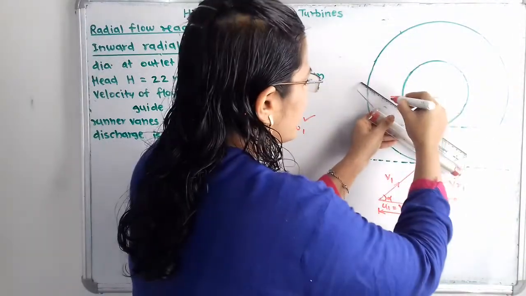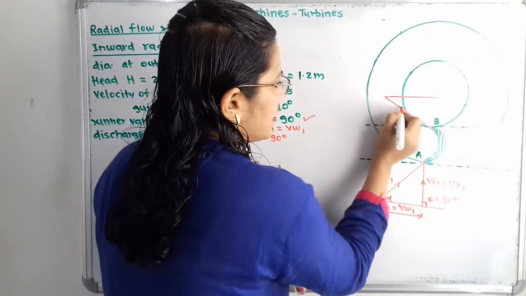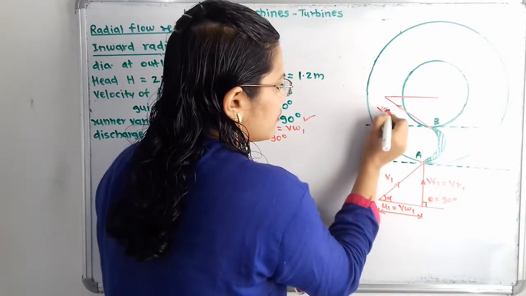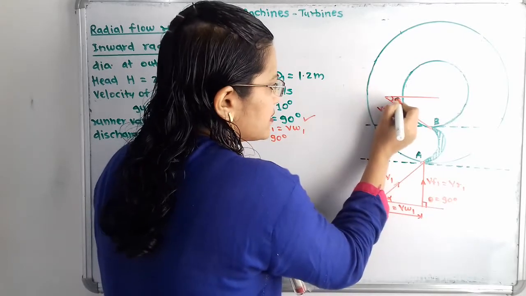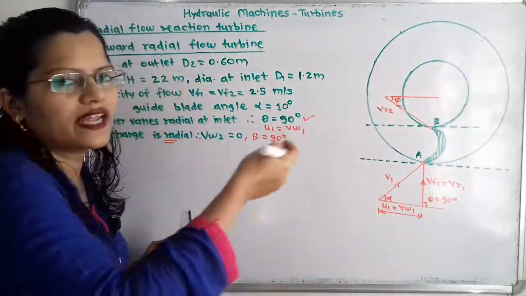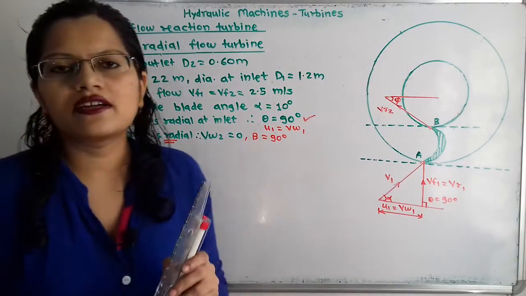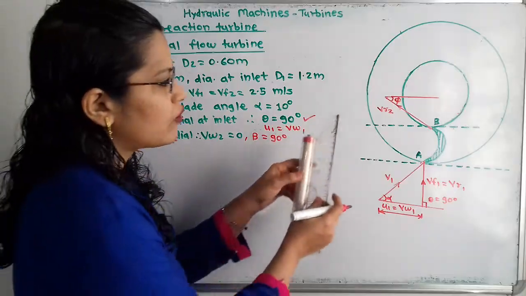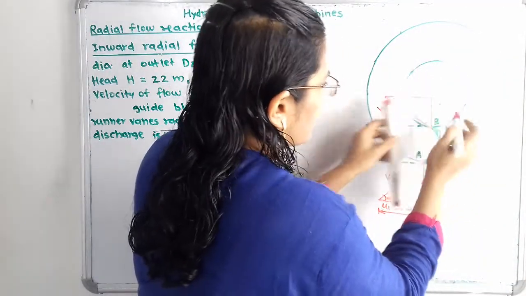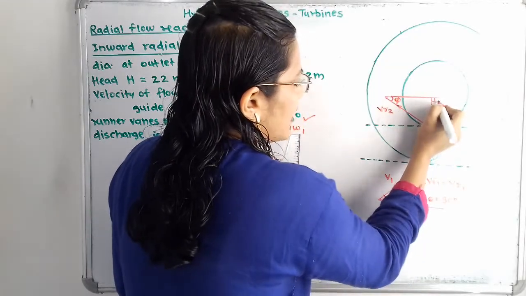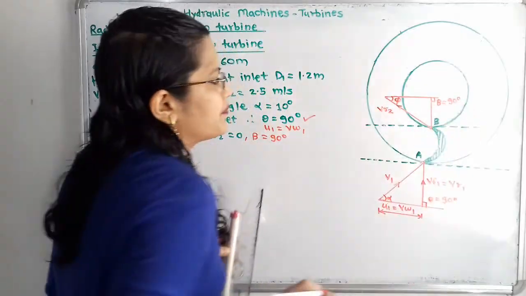This is the relative velocity at the outlet, that means we have to show Vr2, and this is the tangent line. The angle between these two lines is the angle phi, which is unknown, and that we have to find out. Now when the discharge is radial, then angle beta is equal to 90 degrees. So from this outlet tip we have to draw one vertical line. Here is the angle 90 degrees, that is beta equal to 90 degrees.